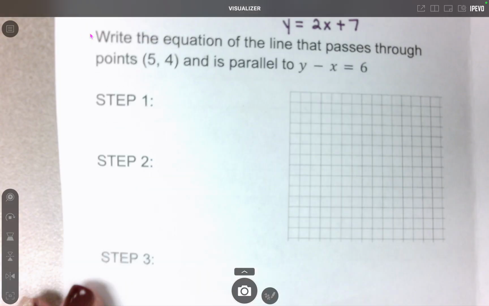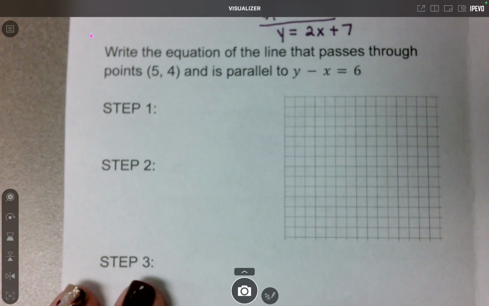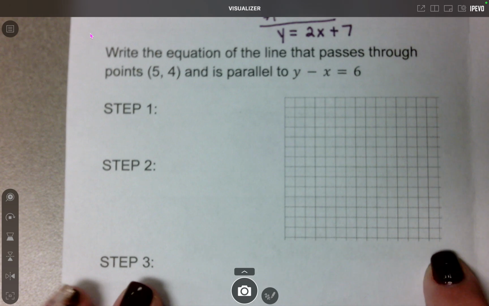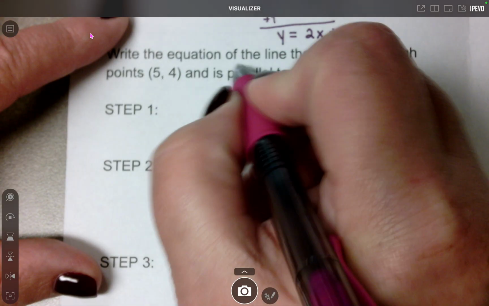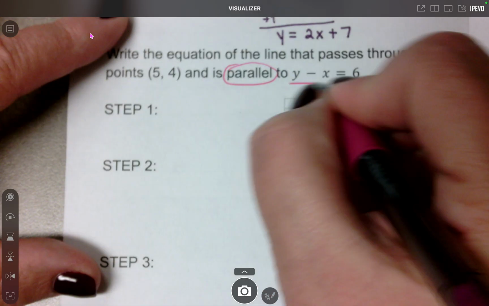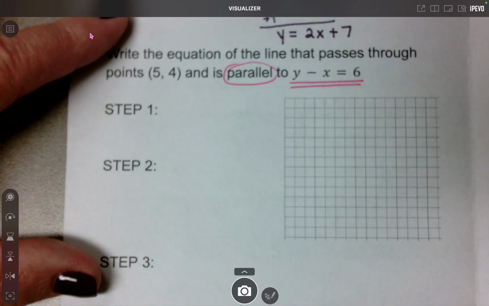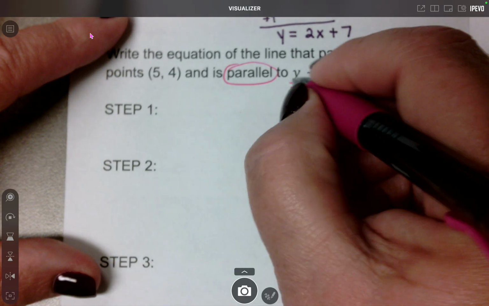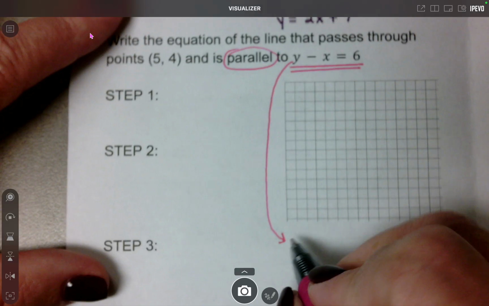The next problem is a little bit more complex. It says, write the equation of the line that passes through the point (5, 4) and is parallel to y minus x equals 6. So I need to identify what it's asking me to do. So it's asking me to make it parallel. And it's asking me to make it parallel to this. The problem is this equation is not in slope-intercept form. So I'm going to take it down here real quick and get it into slope-intercept form.